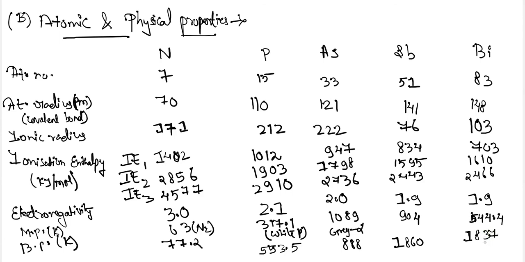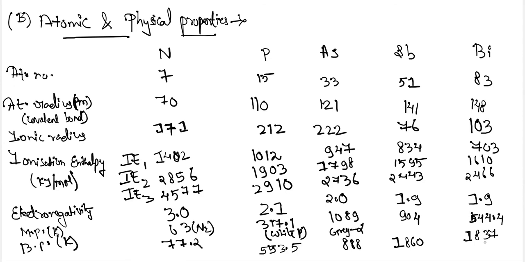Here you can see that antimony and bismuth have very high boiling points, while nitrogen has a very low one because it is a gas. Phosphorus and arsenic are solids and have a much larger boiling point than nitrogen. These were some of the important atomic and physical properties of group 15 elements.